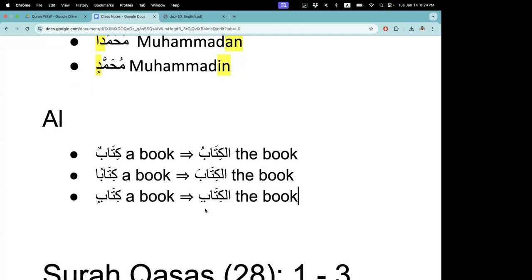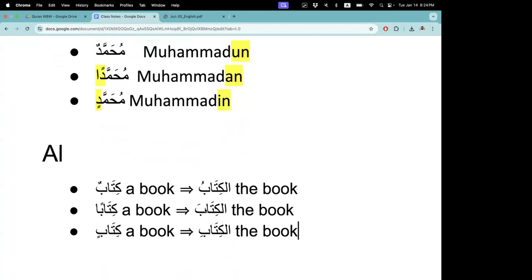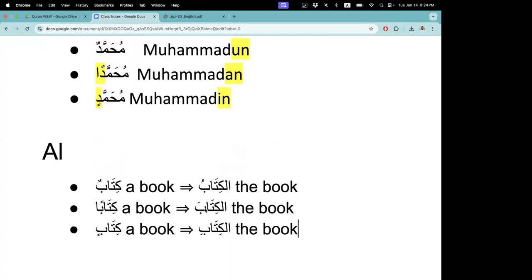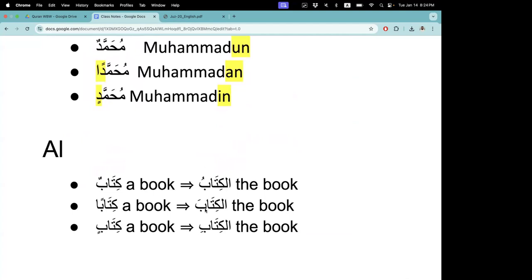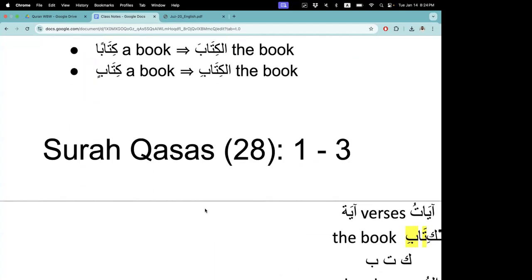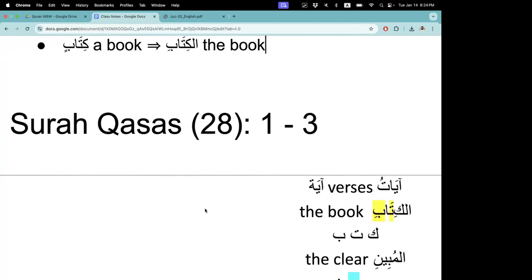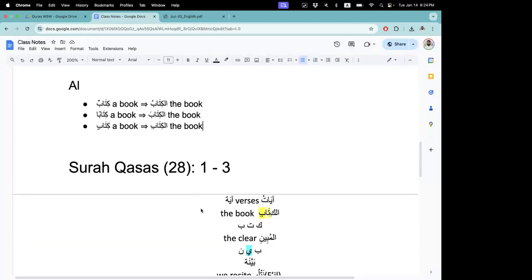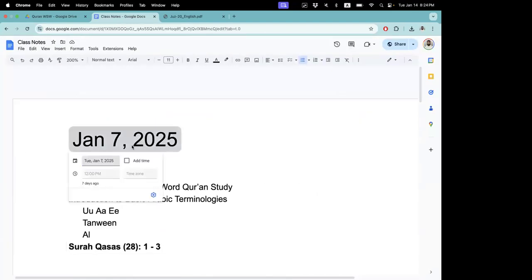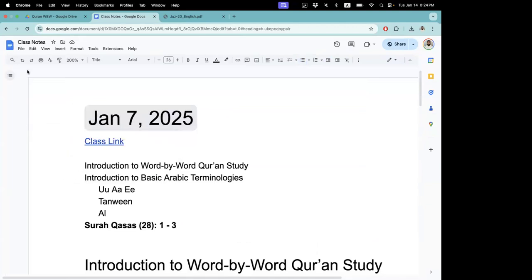Okay, inshallah. So this is the third basic piece, the concept of al, meaning the. And we studied Surah Qasas, we completed these ayat and whatnot. Now I'm going to zoom out a little bit. This was January 7th. So I just wanted to quickly review and bring everybody up to speed.